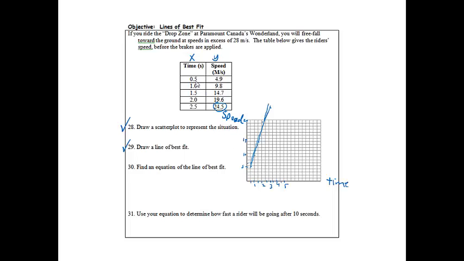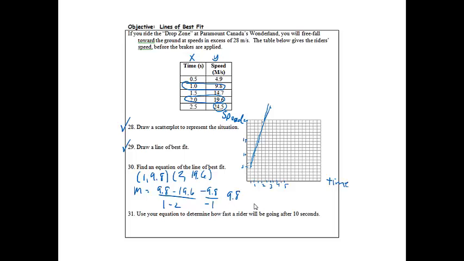I'm actually just going to pick 2 of the points that are in my table because they were all on my line. So I'm just going to pick nice ones. I'll pick 1, 9.8 and 2, 19.6. So let's try that. We need to find the slope. So I'll do 9.8 minus 19.6 over 1 minus 2. That gives me negative 9.8 divided by negative 1, and if I divide those, I'll get 9.8.